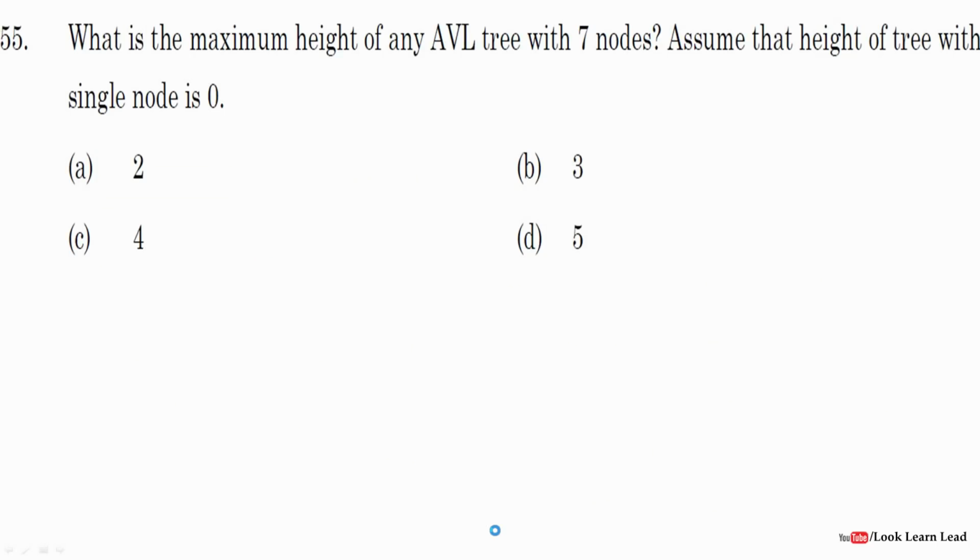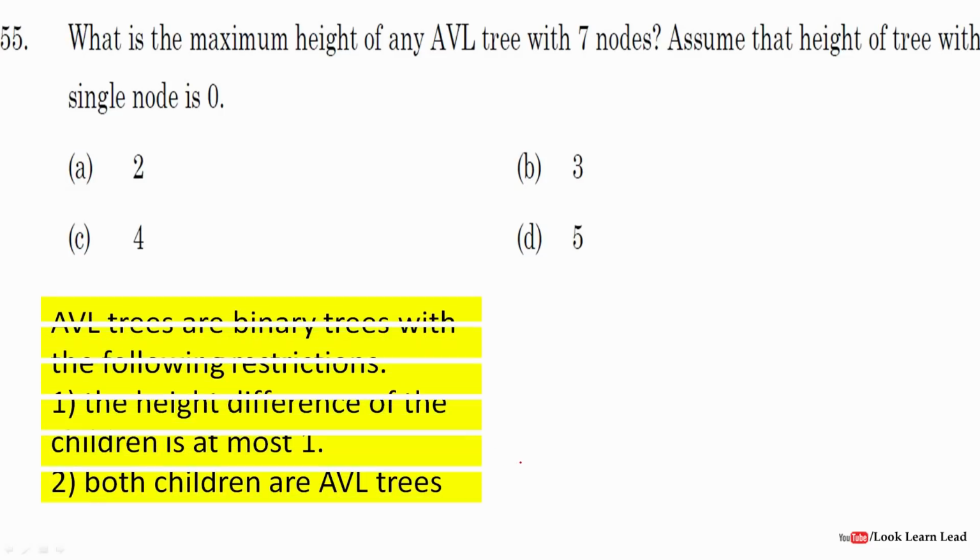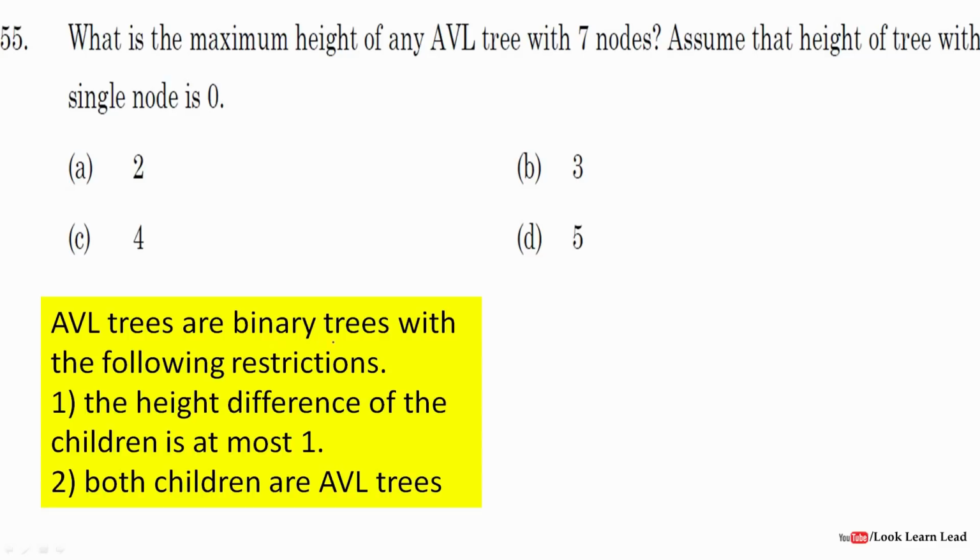What is the height of any AVL tree with 7 nodes? Assume the height of the tree with a single node is 0. Okay, now before moving on to this, we should know what an AVL tree is. Okay, so AVL trees are binary trees and they have the following restrictions. The height difference of the children is at most 1. That is, it should be 1 or less than 1. And both the children are AVL trees. So these are the properties of AVL trees.